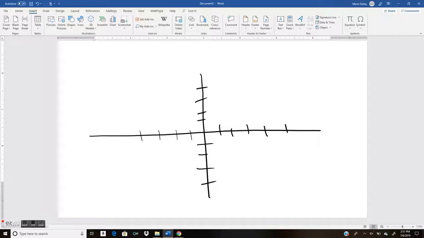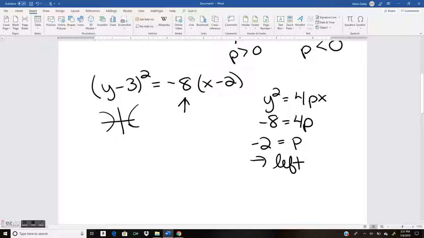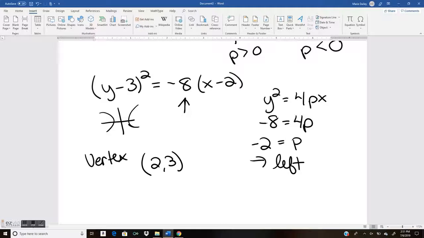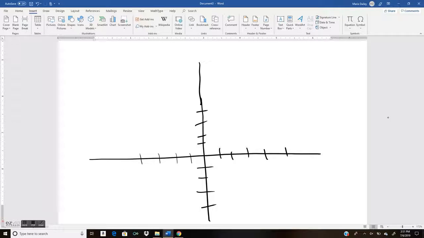As we take a look at this, we also know right off the bat that our vertex, we're going to change those signs, is going to be at the point 2, 3. So let's get that plotted. 2, 3, right there, there is my vertex. We know the graph is going to open downwards.